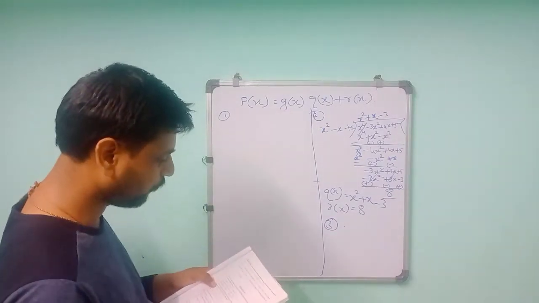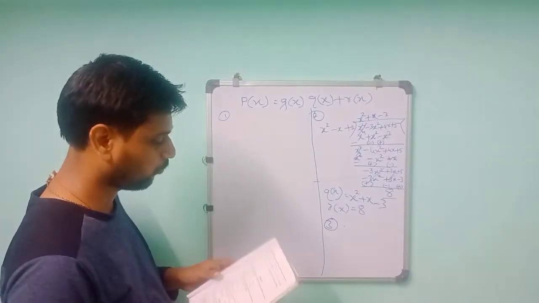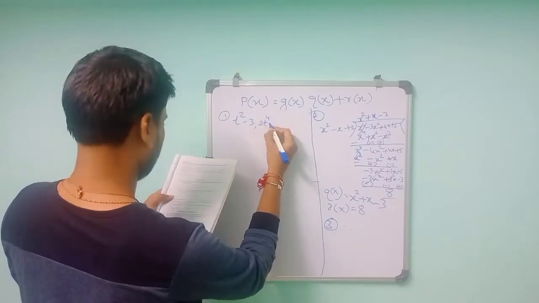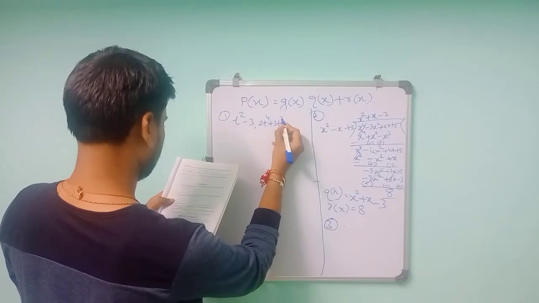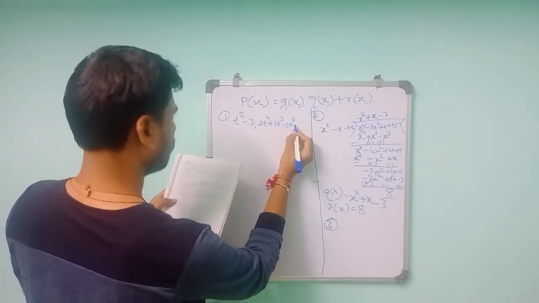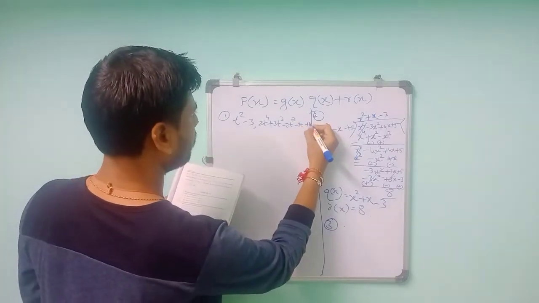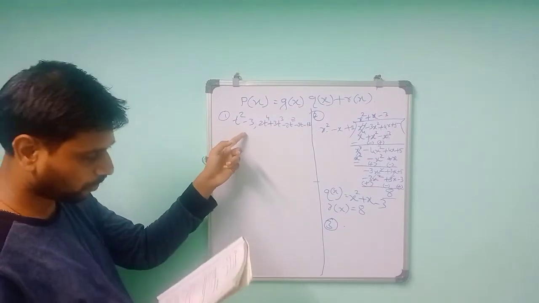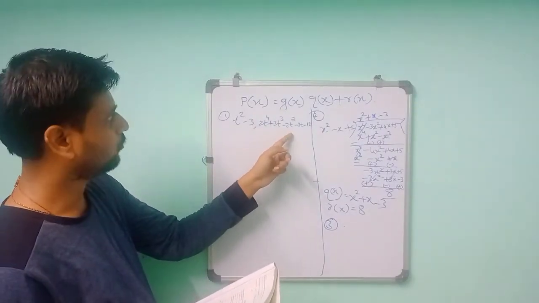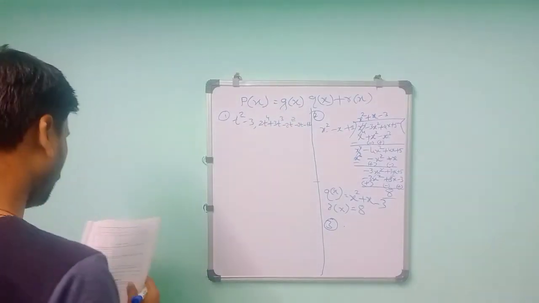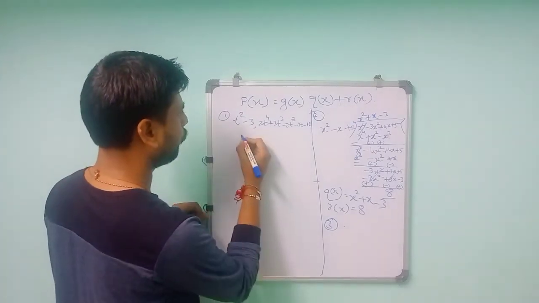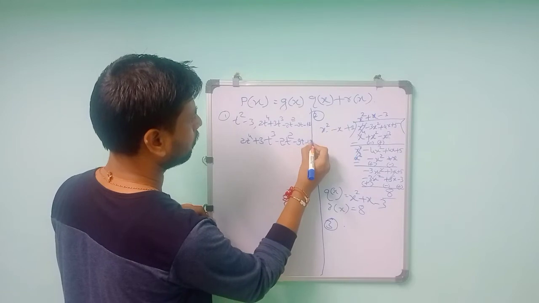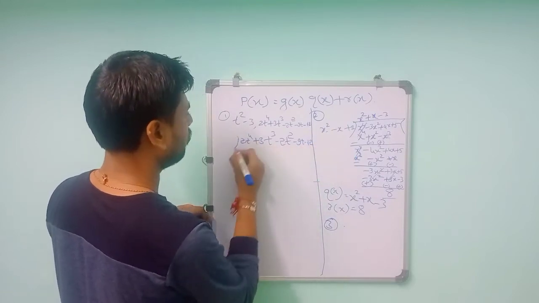Next, for the next problem, check whether the first polynomial is a factor of the second polynomial by dividing the second polynomial by the first polynomial. So first they have given the first polynomial as t square minus 3. Then the second polynomial is 2t raised to 4 plus 3t cube minus 2t square minus 9t minus 12. So you have to show that it is a factor. Factor means the remainder should come 0. So you can do it.